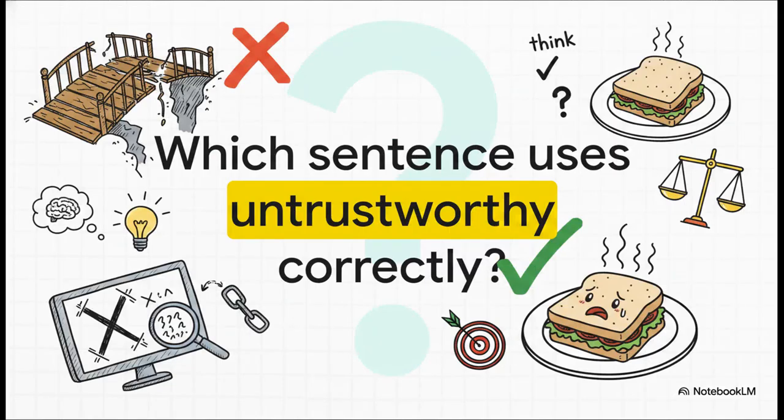All right, let's put your knowledge to the test with a quick challenge. Out of these 3 options, which one uses the word correctly? Is it A, a blue bridge, B, a website with false information, or C, a spicy lunch? Take a quick second. Think about reliance and accuracy here.